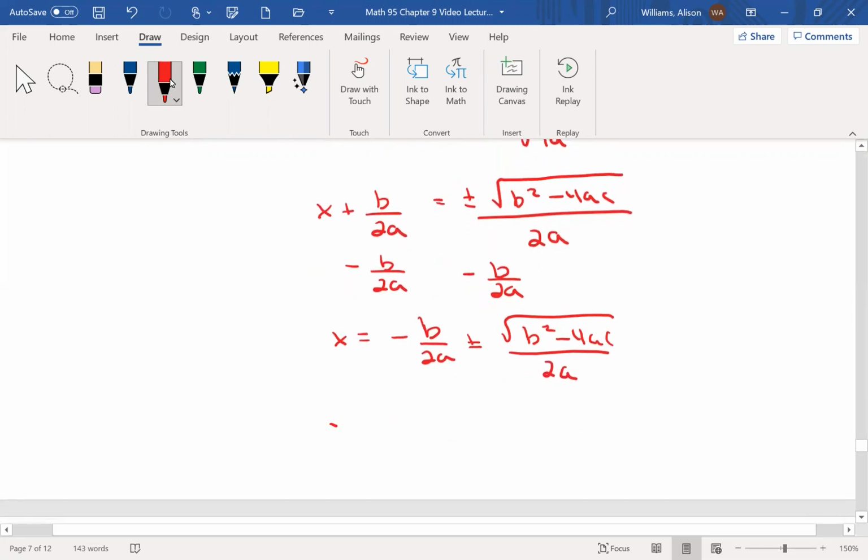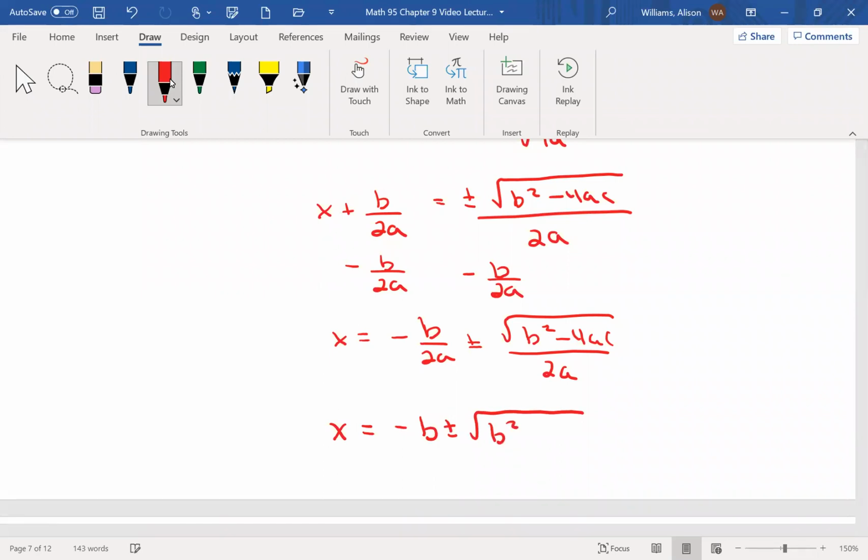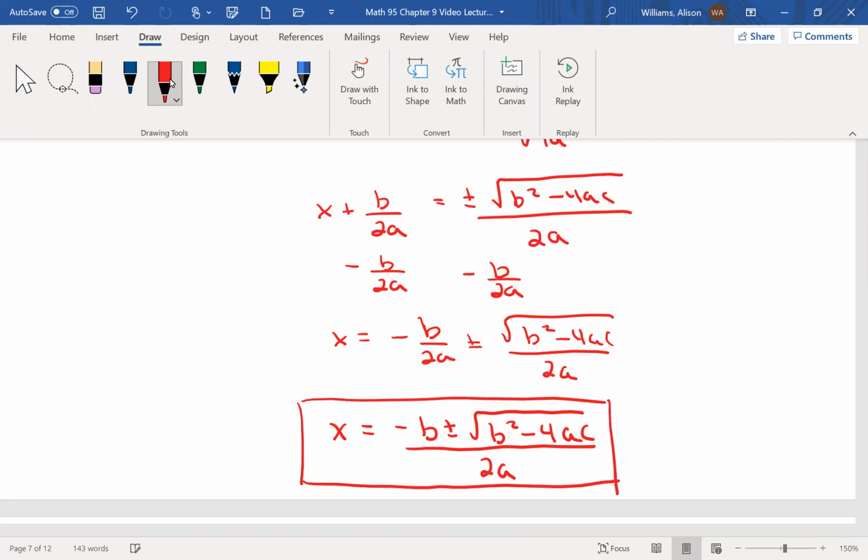And we're actually done. We did it. This is the quadratic formula right here. It's negative b plus or minus the square root of b squared minus 4ac all over 2a. This is the quadratic formula. And in the next video, we'll use it to solve some problems.